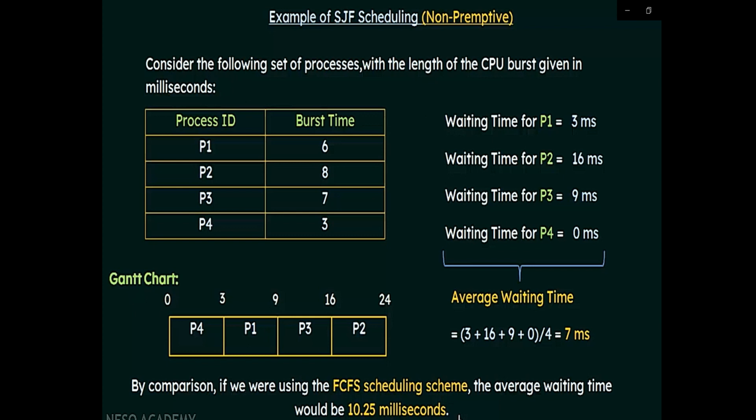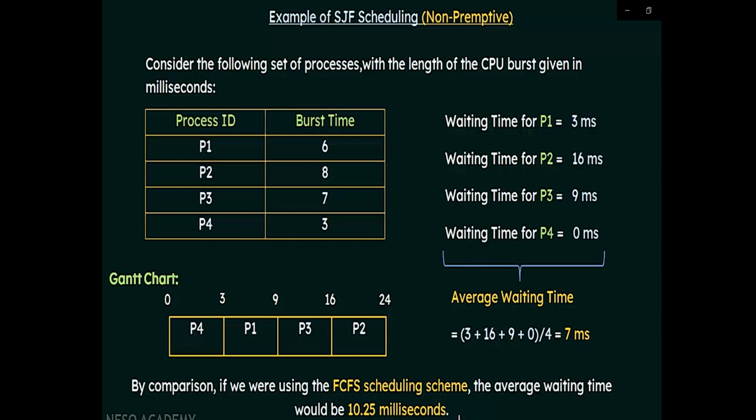Similarly, the waiting time for P3 is 9 milliseconds. See, P3 starts execution after 9 milliseconds. And finally, the waiting time for P4 is 0 milliseconds, meaning as soon as P4 comes, the CPU is allotted to P4. Now if we take the average waiting time, then the calculated value is 7 milliseconds.